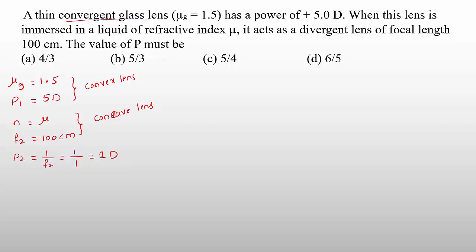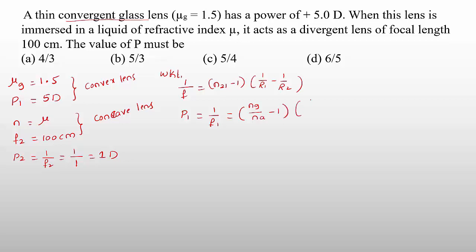Now here we can consider two cases. In the first case, the convergent lens is in the air medium. So we can use the equation 1 by f equal to n21 minus 1 into 1 by r1 minus 1 by r2. Instead of 1 by f, we can write P1 equal to 1 by f1, which is equal to n21 minus 1, that is refractive index of glass with respect to air, into 1 by r1 minus 1 by r2, keep as it is. Let us take it as equation number 1.